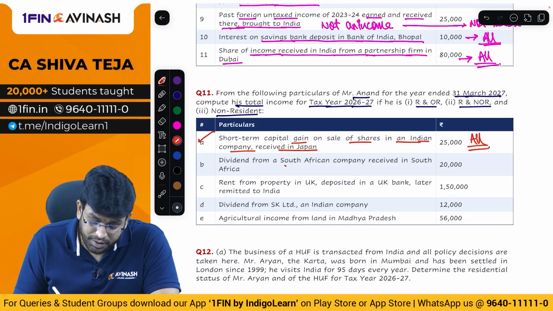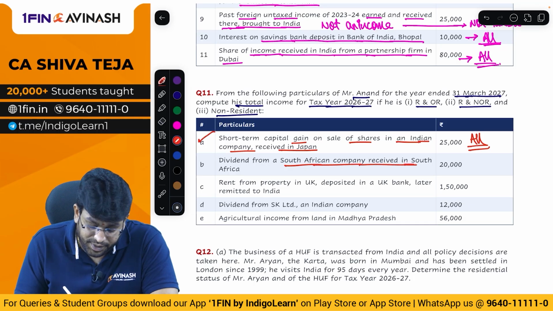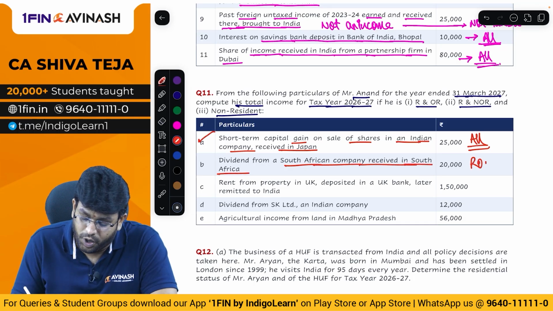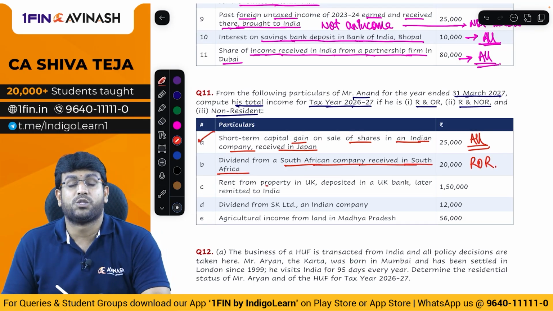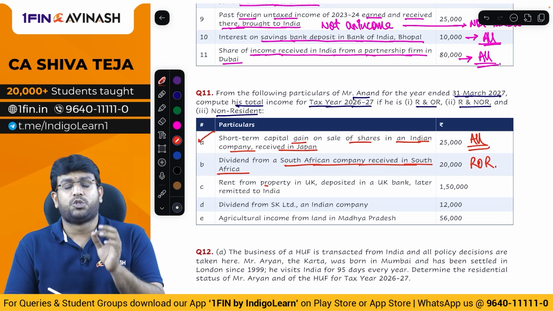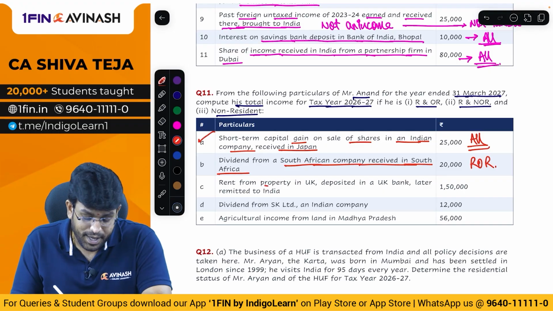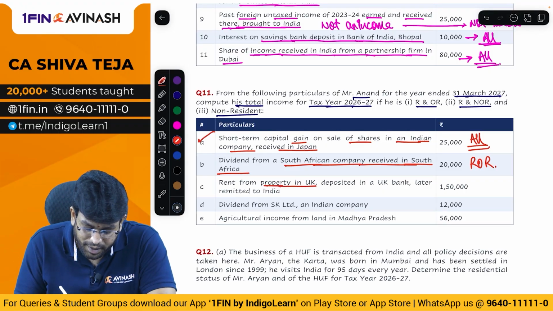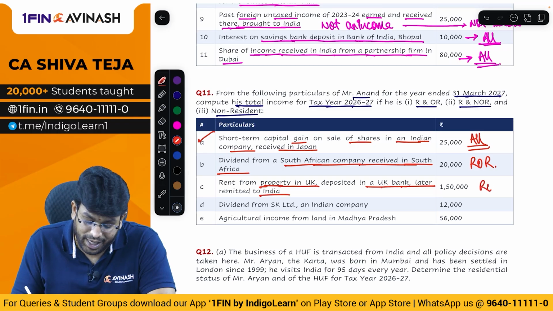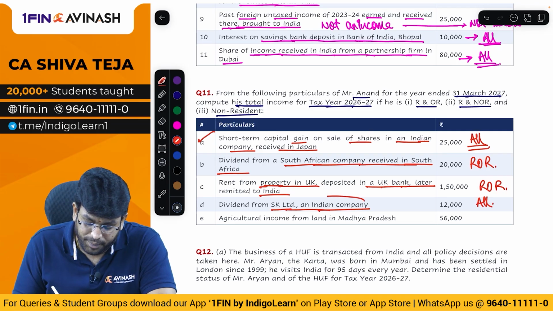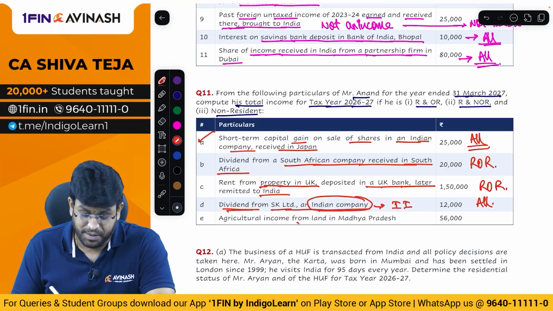Next point. Dividend from South African company received in South Africa, we will tax only for ROR. RNOR will tax only in two cases: business income controlled wholly or partly from India, professional income which is set up in India. Rent from property in UK, deposited in UK bank, later on remitted to India, will tax only for ROR. Dividend from SK Limited Indian company, we will tax for all because it is dividend from an Indian company, which is definitely regarded as an Indian income.